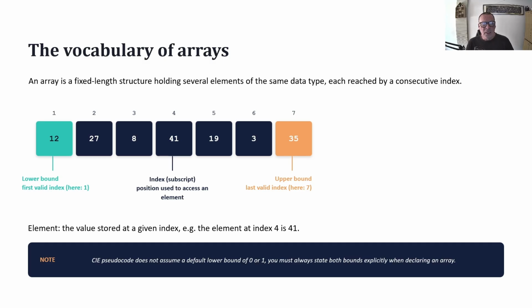As I say, CIE pseudocode doesn't actually assume the lower bound is going to be 0 or 1, so you should always specify which one you're using. They do typically tend to have 1 as the lower bound in their questions, but your answers and algorithms could be either, so you have to be really careful and check which lower bound they're using.